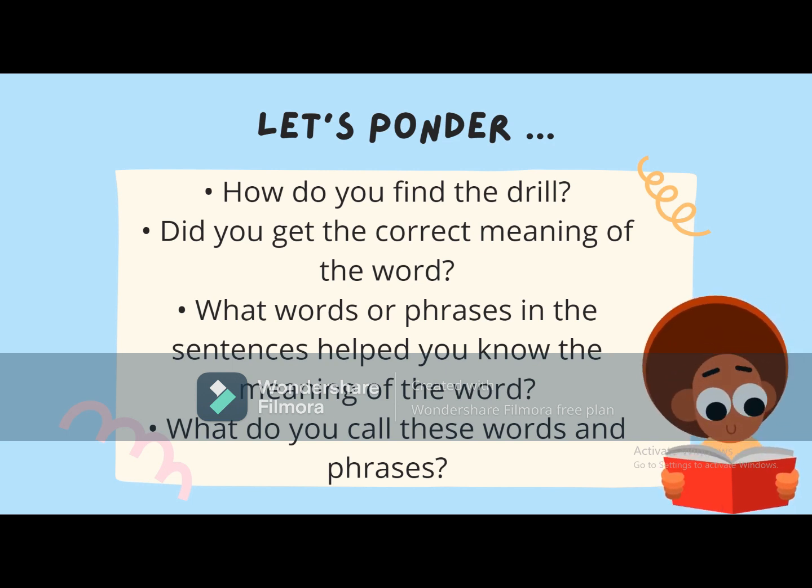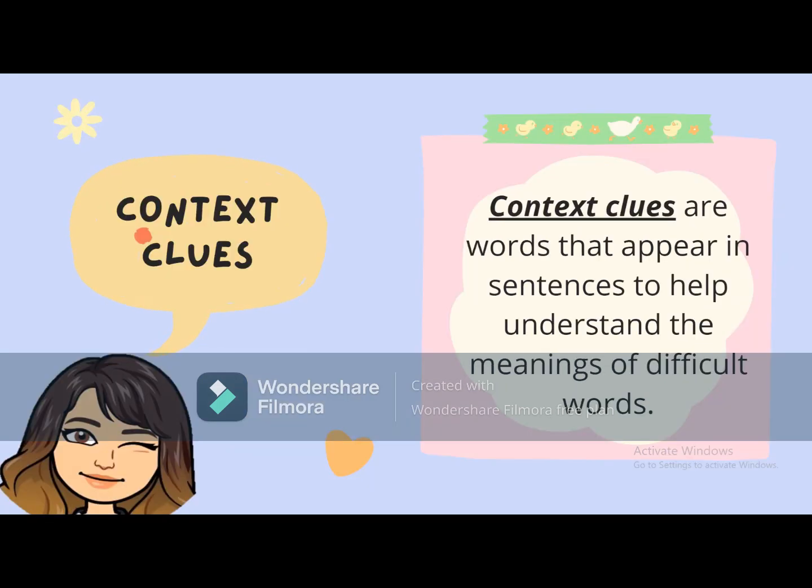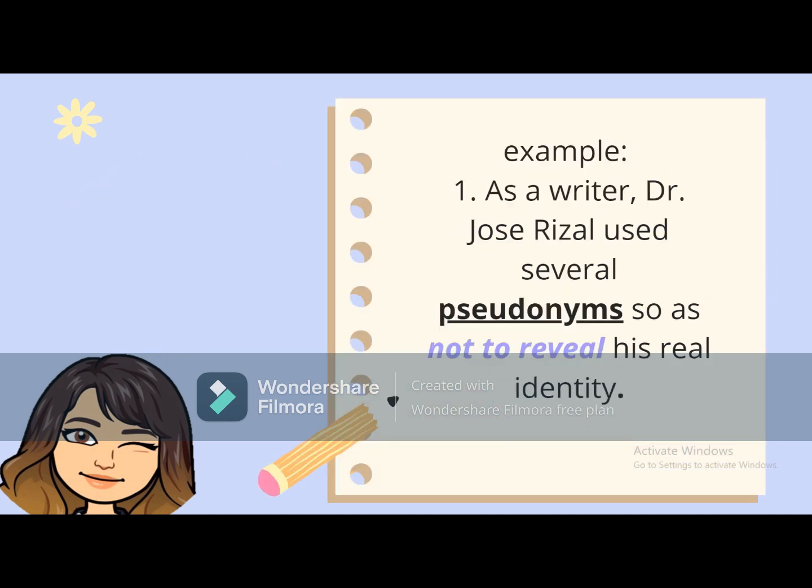So those words and phrases that helped you in understanding the meaning of the unfamiliar words is what we call context clues. So by definition, we say context clues are words that appear in sentences to help understand the meanings of difficult words. So it aids us in understanding the meaning of those unfamiliar words that we encounter in our sentences. Let's have this example.